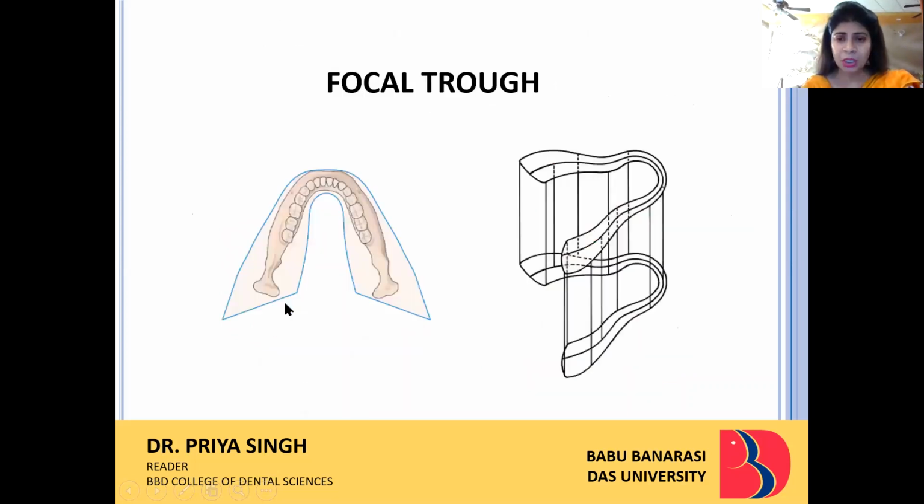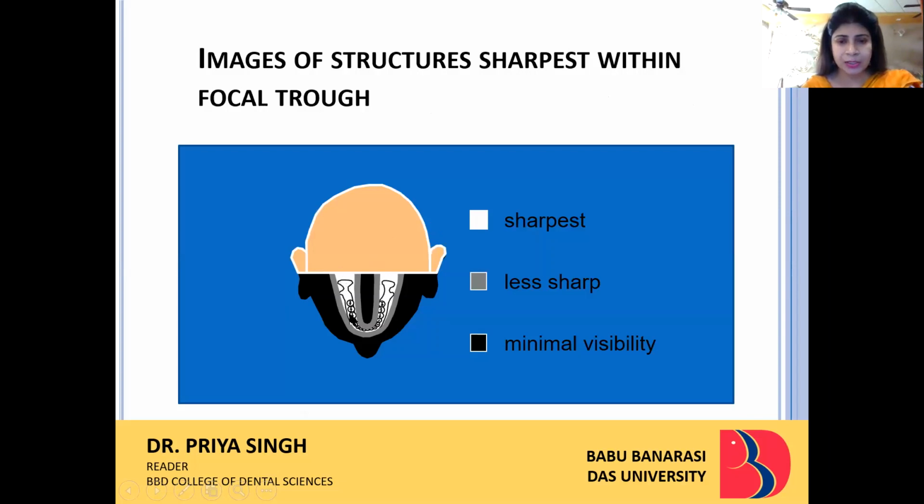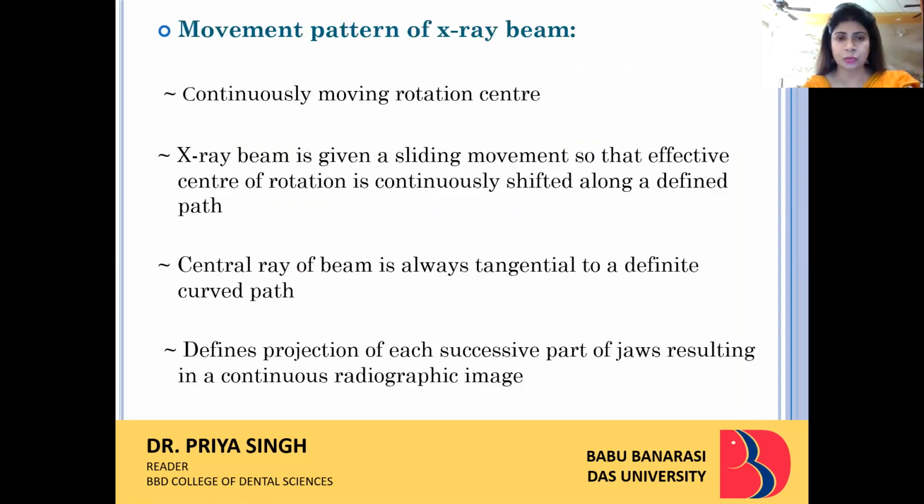As you can see here, in the focal trough, an individual is placed, which is horseshoe shaped. So the area which appears in this zone, that is the white area, will be the sharpest, where all the details will be adequate enough to make an interpretation in that particular zone. The gray area comparatively will be less sharp, and the black area, which is the anterior-most and the posterior-most, will have minimal visibility. So if you don't place the patient in the right focal trough, then the required or desired image will not be obtained. So it is very important that the placement of the patient should be correct.